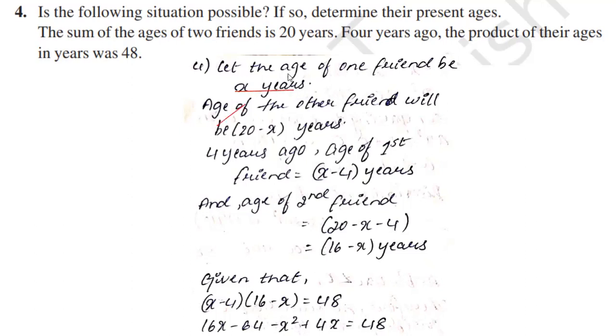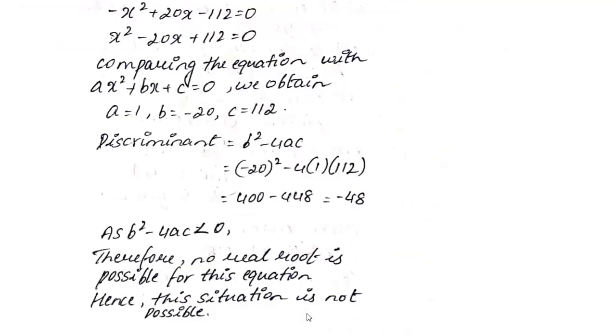So one of the friends' age is X and the other friend's age will be 20 minus X. So 4 years ago, the first friend's age will be X minus 4. The second friend's will be 20 minus X minus 4, so we get 16 minus X years. Then they have given the product of their ages as 48. So then simplify. I will come back over here to this equation.